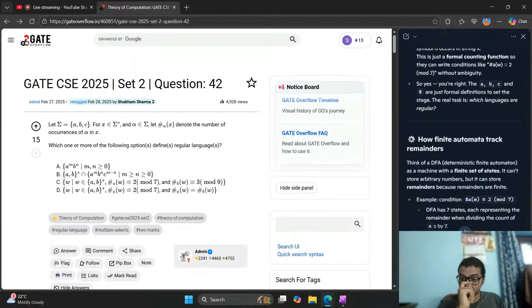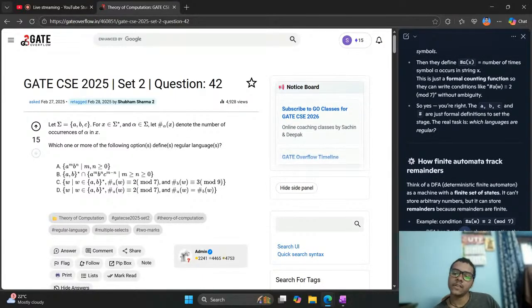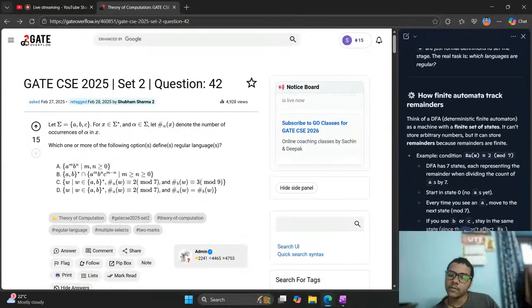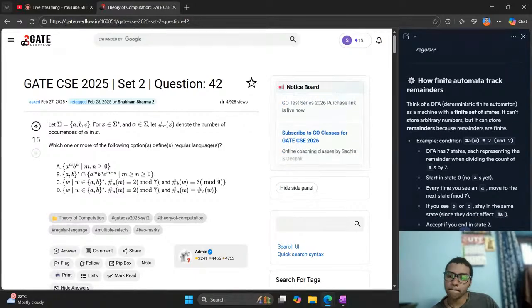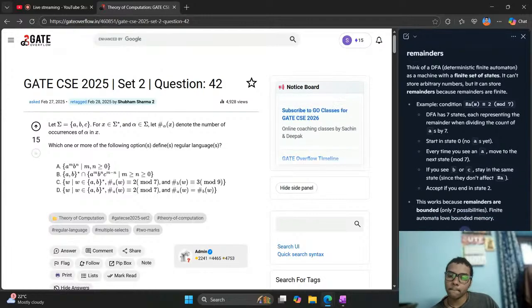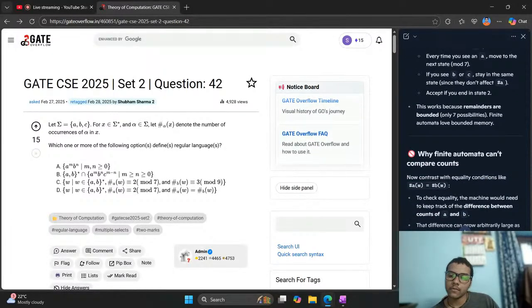Regular languages have a finite set of states. It cannot store arbitrary numbers. Alright, 2 mod 7: a DFA has 7 states representing the remainder. Okay. Different.